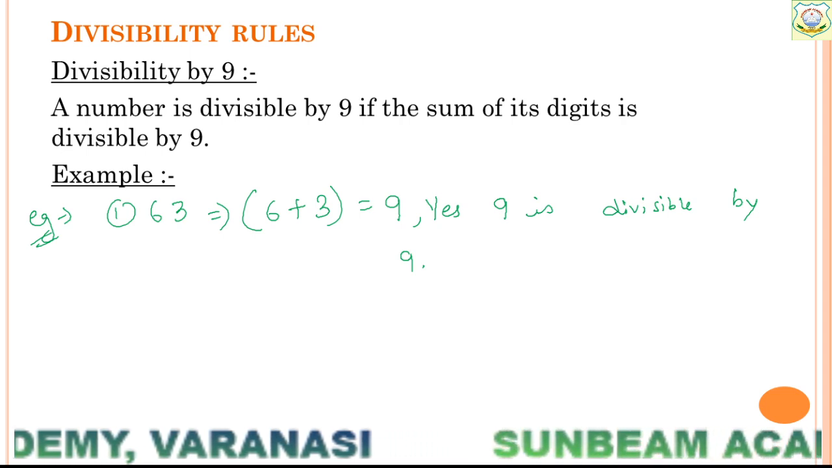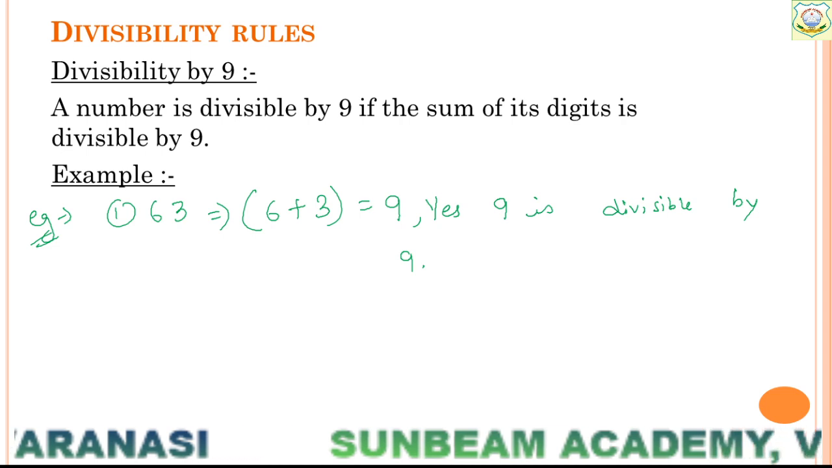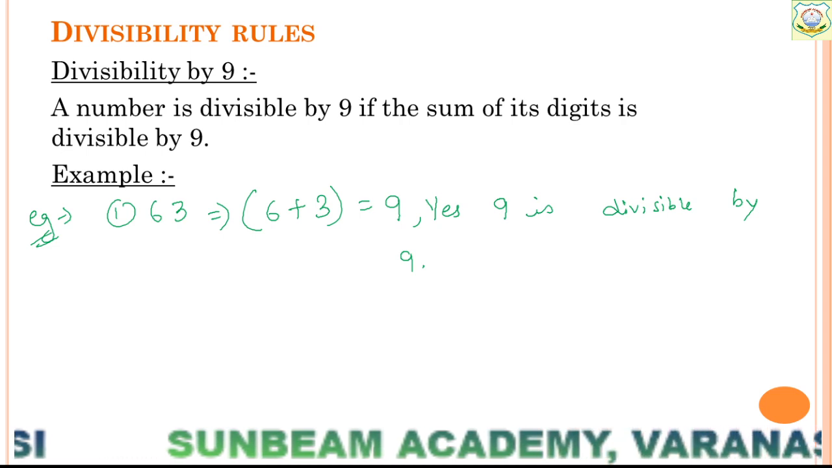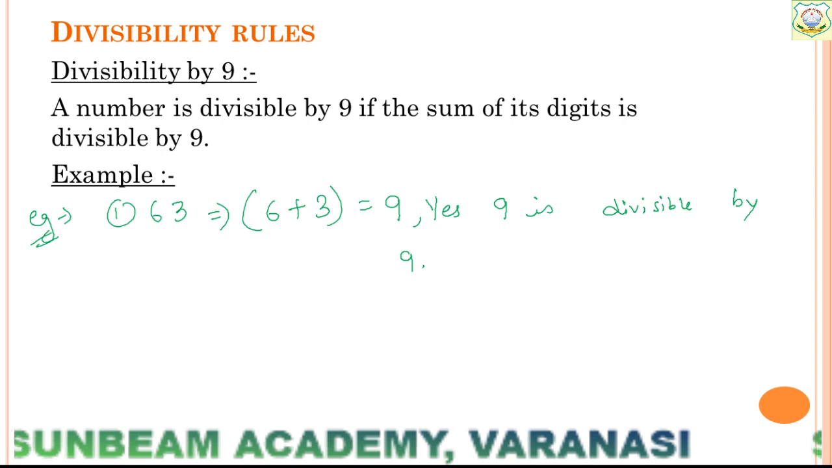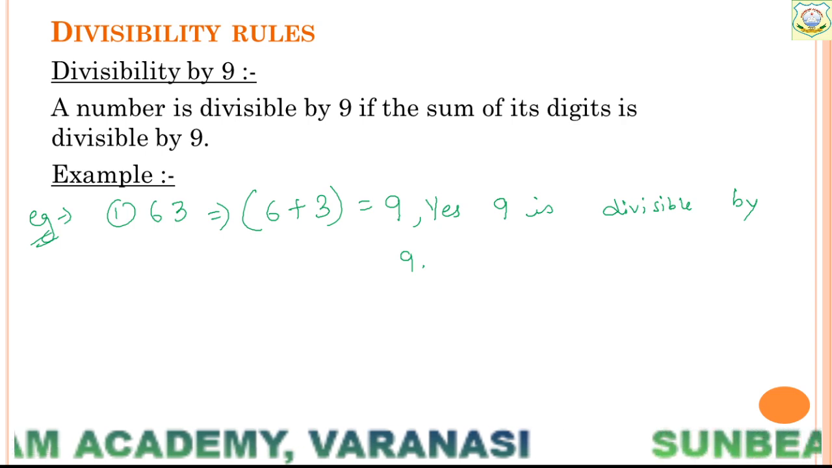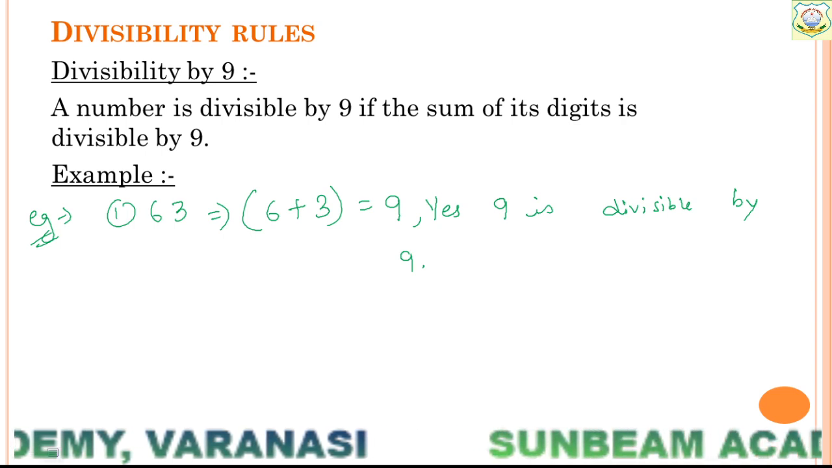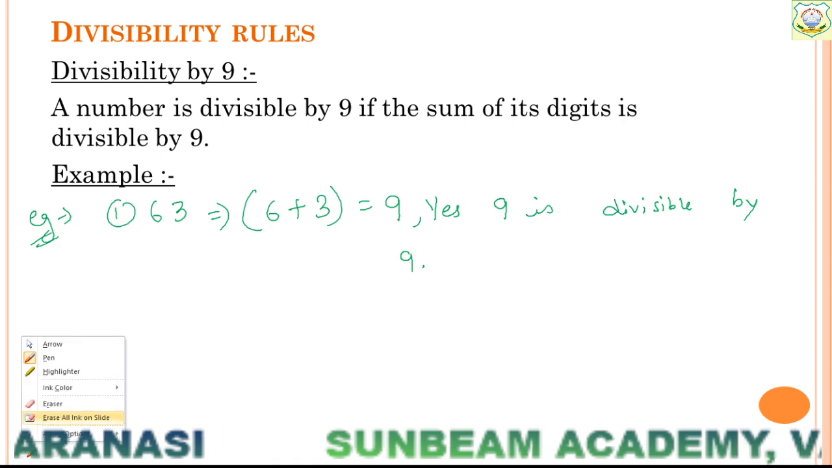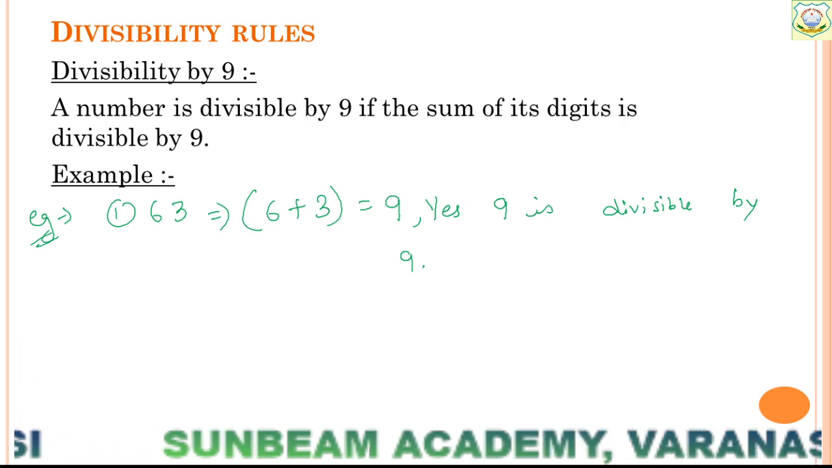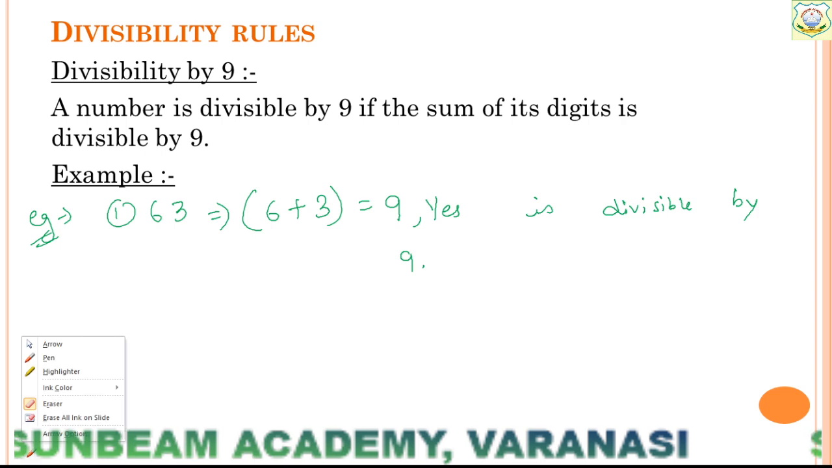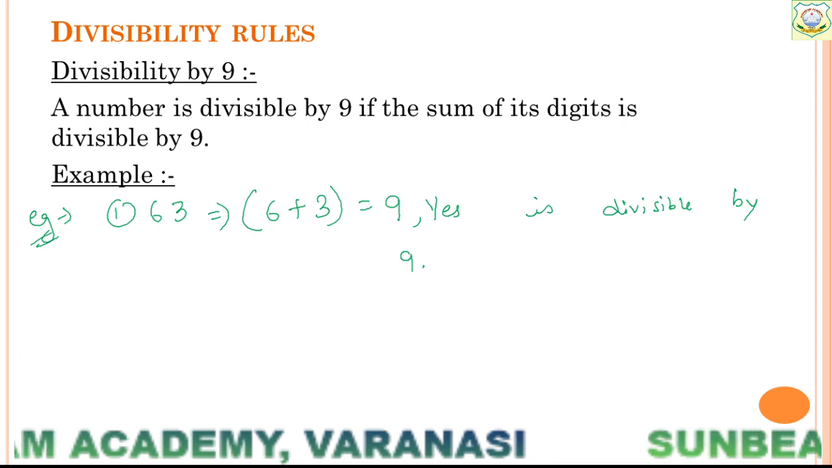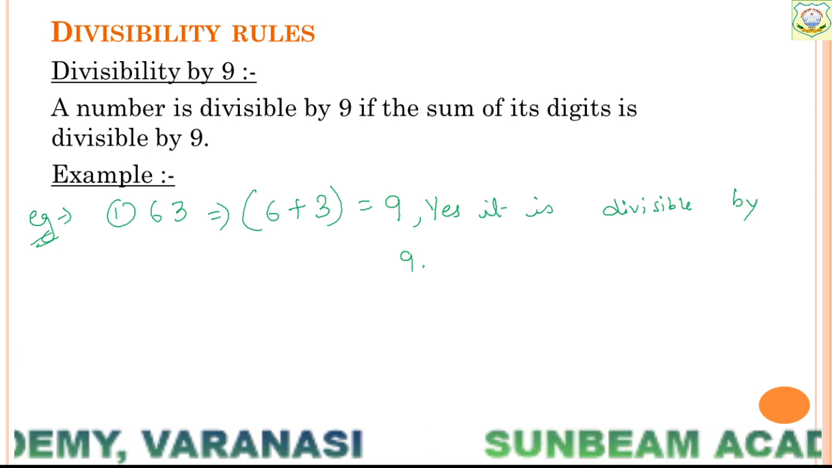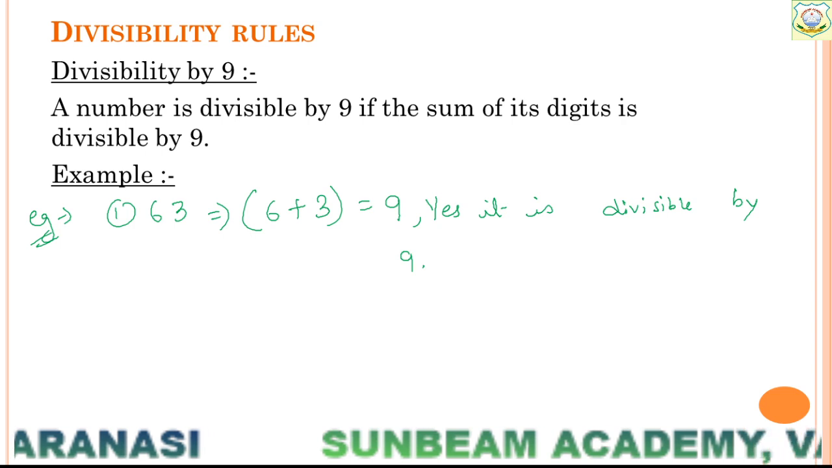Or we can directly write, yes, it is divisible by 9. If you don't want to write 9, you can directly write, yes, it is divisible by 9. What is the reason? As the sum is equal to 9. That we will be doing when we will be solving the answers. Right now, we have to just understand the rules today. Today I am explaining the rules, then we will be doing the questions next day.